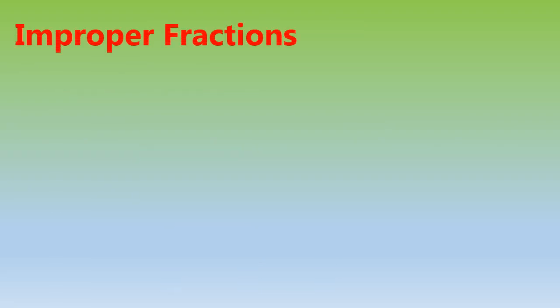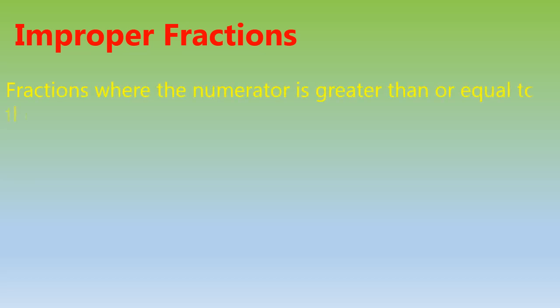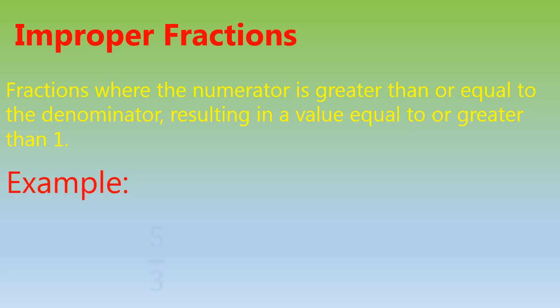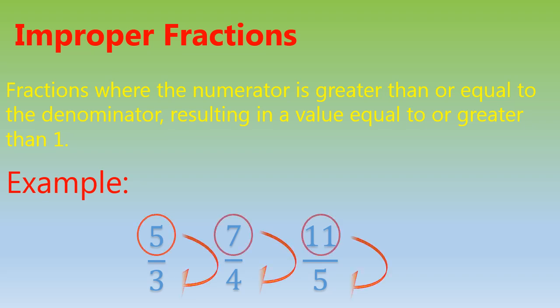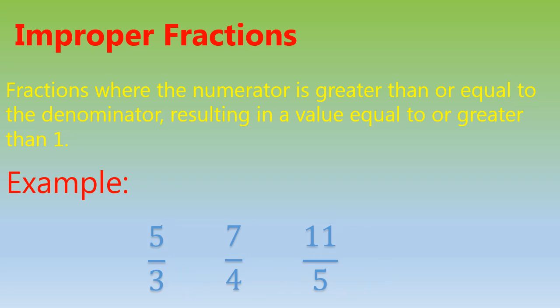Second, we have improper fractions. These are fractions where the numerator is greater than or equal to the denominator, resulting in a value equal to or greater than 1. For example, 5/3, 7/4, 11/5. In these examples all fractions have numerators greater than the denominators. Thus we say that these are improper fractions.